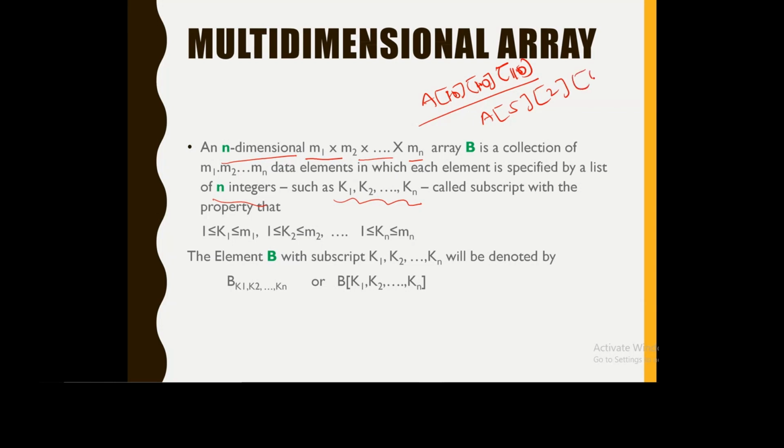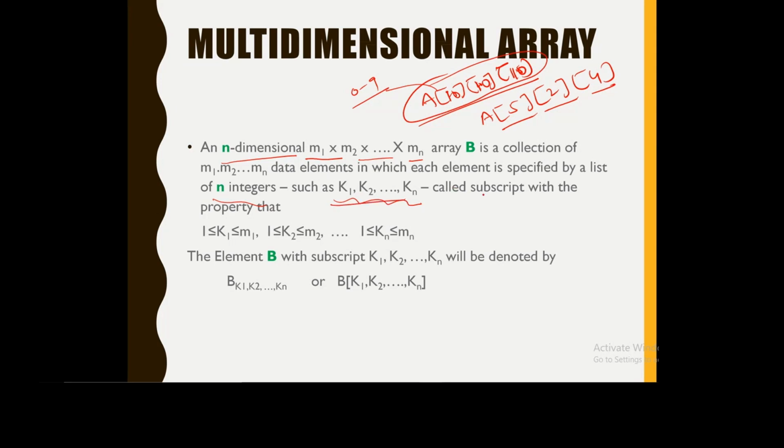a2 a4, these are the subscript values for the element for which we want to find out the location. K1, this is the size. I'm just showing here the number of elements in each dimension. Here the lower bound is not given, so the range can be from 0 to 9. It will be 0 to 9, 0 to 9.